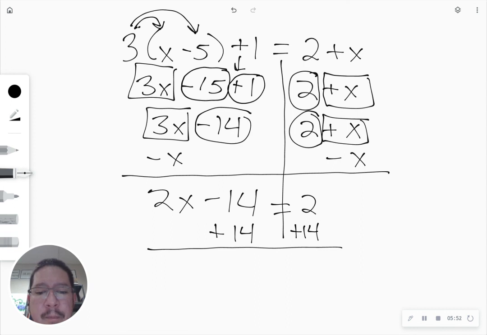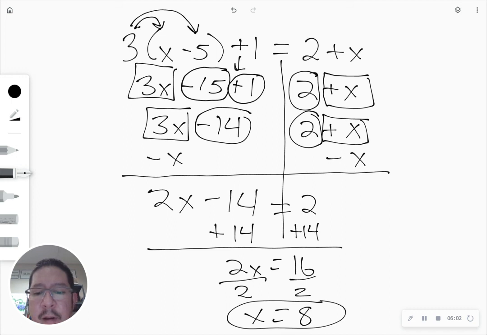Now I clean it up. I'm left with 2x on the left, 16 on the right. A one-step equation: I divide both sides by 2, and my final answer is x equals 8.